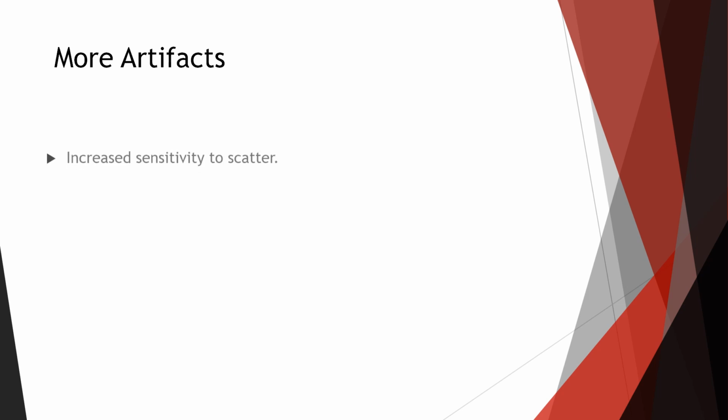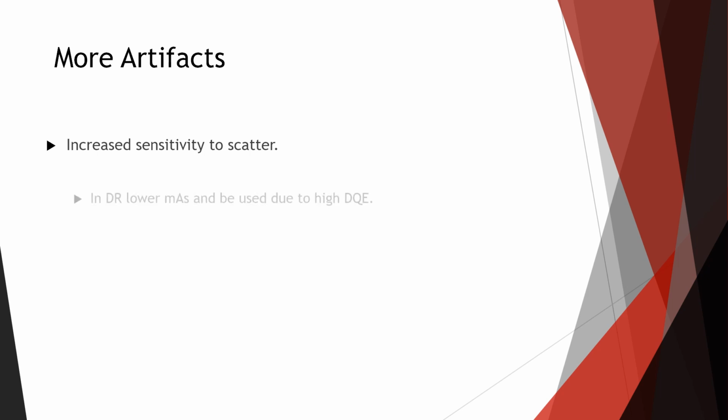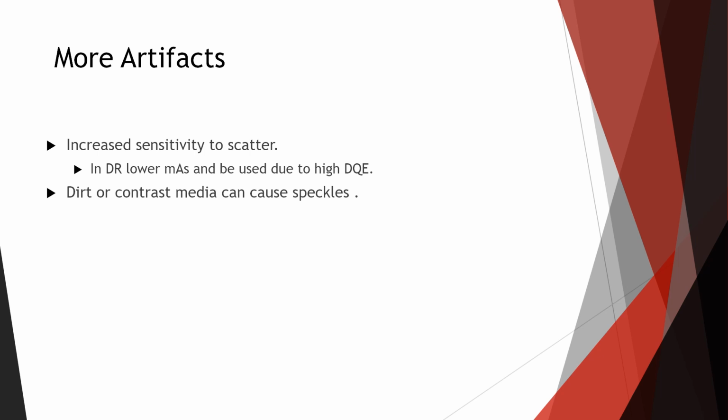So we'll talk about some more artifacts, the increased sensitivity to scatter of CR and especially DR technology. In DR, though, a lower mAs can be used during exposure due to the high DQE of the IR plates. With this increased sensitivity to scatter, though, we do need to be aware of the Compton effects and how we can clean that up. We can clean it up by proper collimation, not exposing anatomy that doesn't need to be exposed, and by grids. We can clean it up on the backside.